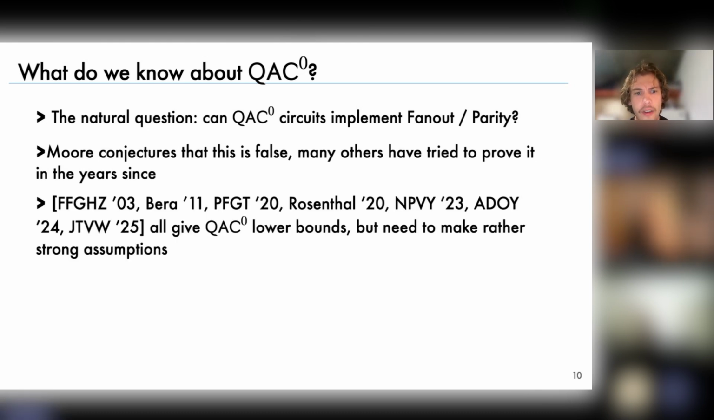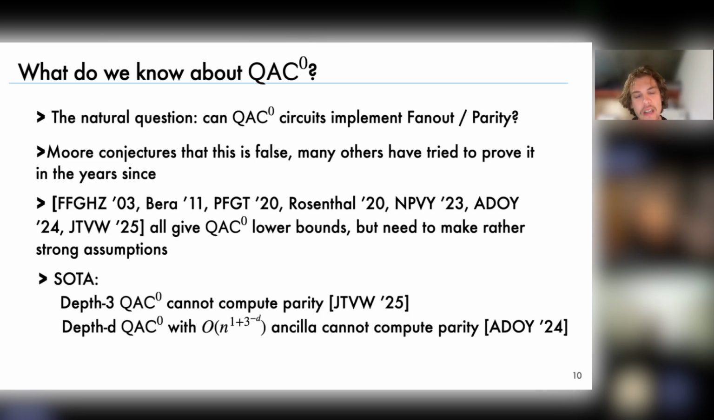And in the years since, there have been a lot of attempts listed here to show QAC0 lower bounds, but all of them sort of fall short of proving a fully general result. In particular, all of these results need to make some kind of assumption either about the depth of the circuit or about the number of ancillas used.